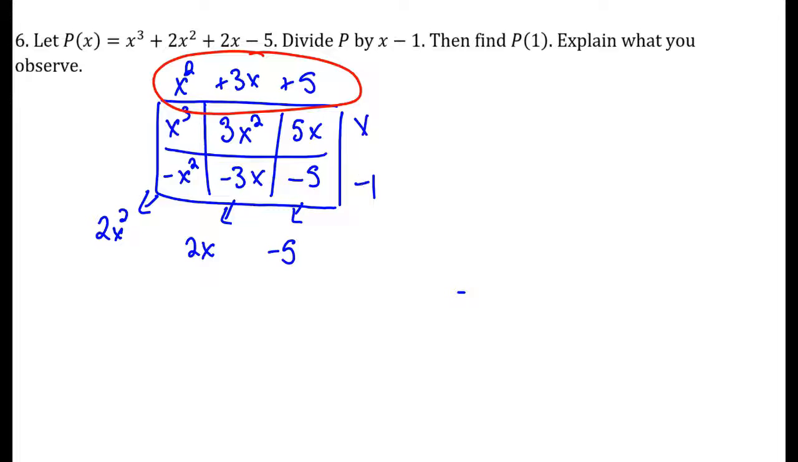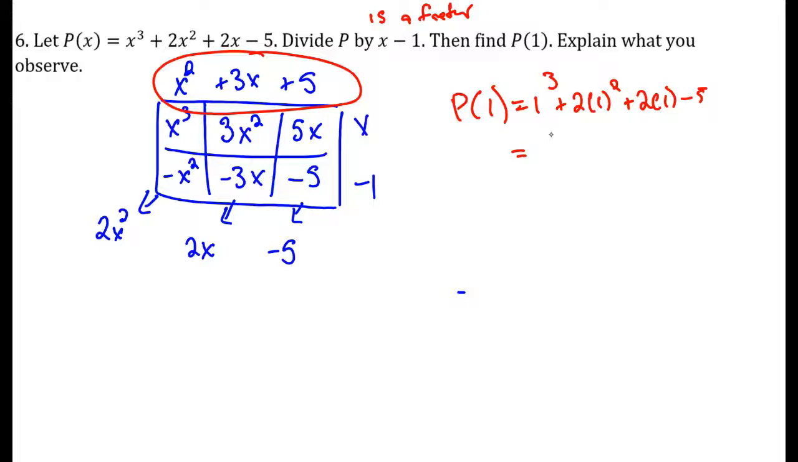What that tells me is x minus 1 is a factor. Find p of 1. Well, p of 1 means plug a 1 in. So 1 cubed plus 2 times 1 squared plus 2 times 1 minus 5 equals 1 plus 2 plus 2 minus 5. 5 minus 5 is 0. Well, this is interesting now because we saw that x minus 1 is a factor, which means I have a remainder of 0, and p of 1 is 0. So there has to be some kind of relationship here between our factors, our remainders, and our zeros, and that's what we get to explore in lesson 15.